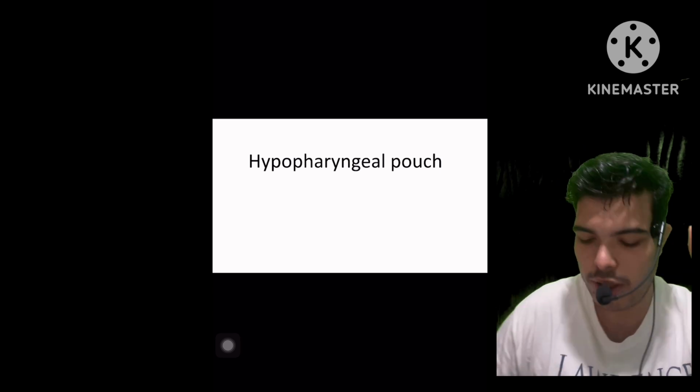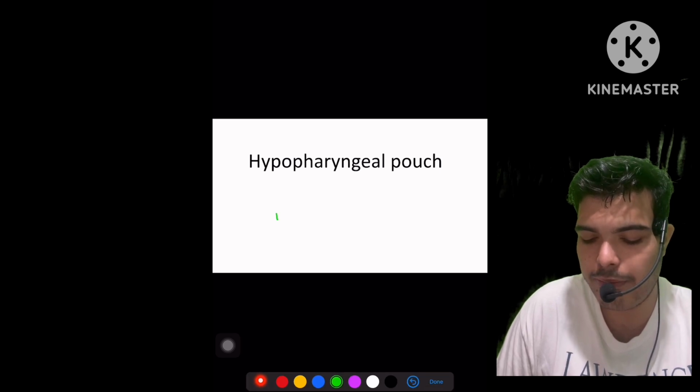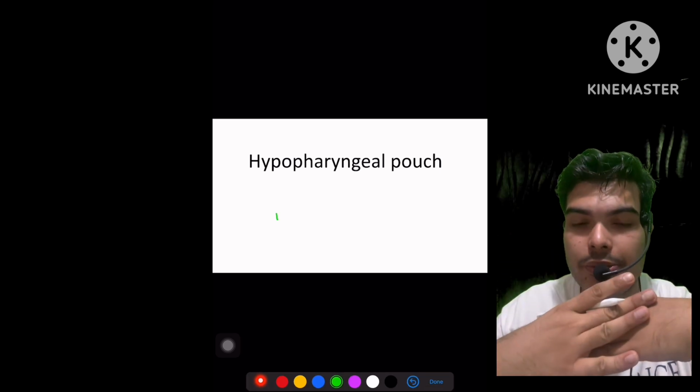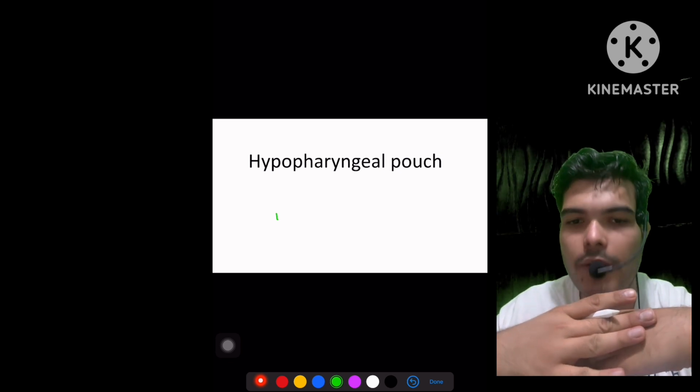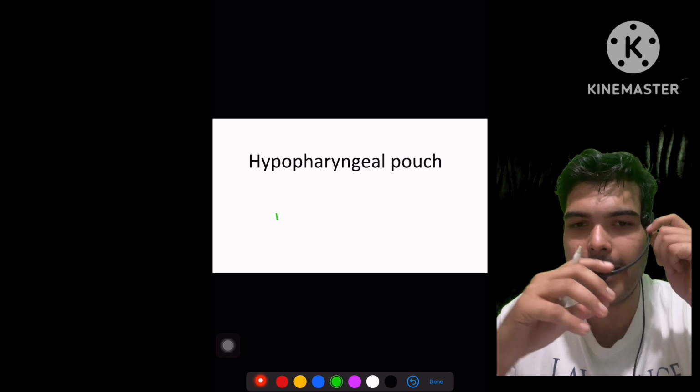What is a pseudo diverticulum? Pseudo diverticulum means it does not have all the layers. It lacks all the layers. There might only be some layers.